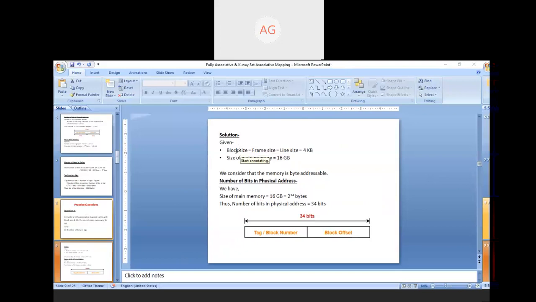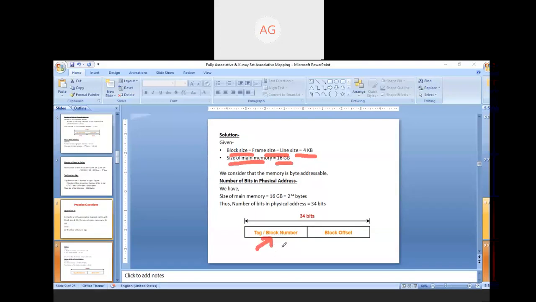So in the question, block size is equal to frame size equal to line size, which is given to us as 4 KB, and the size of main memory is given to us, which is 16 GB. So we need to find the number of bits in the tag.